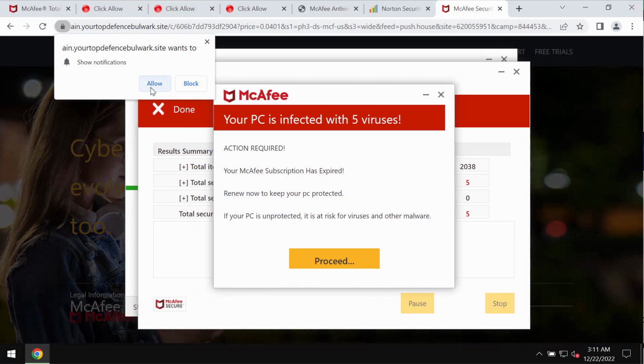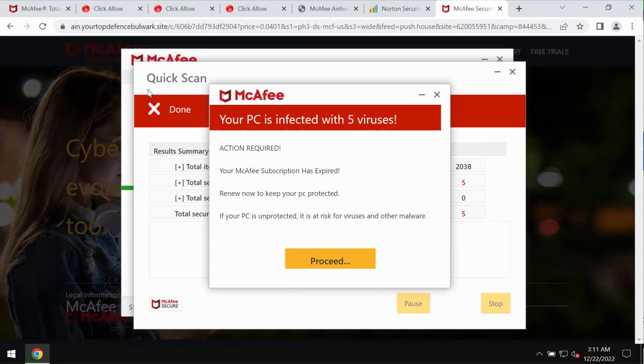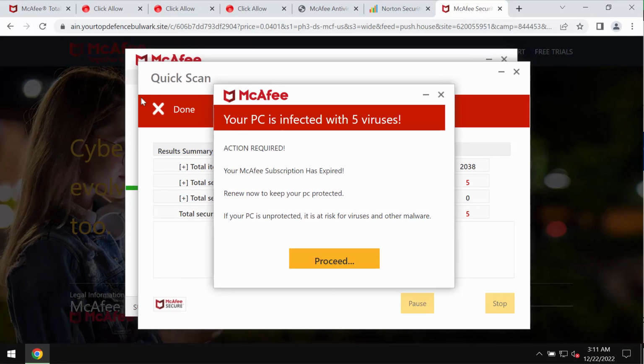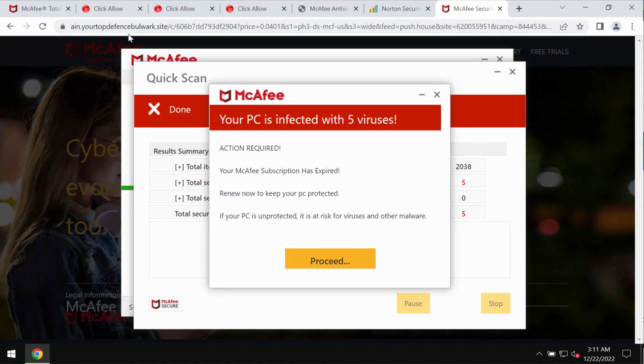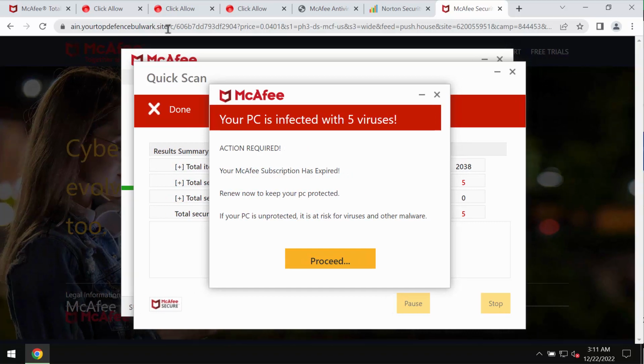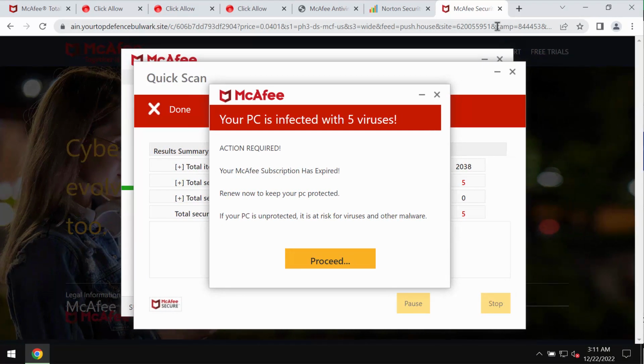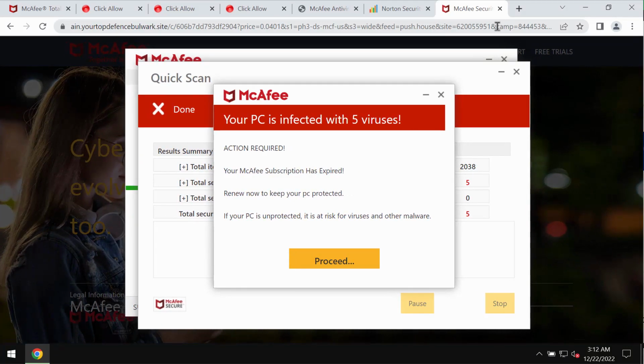And also it tries to make people scared about the condition of their computers in order to force them into downloading and installing certain potentially unwanted applications. So if you see these pop-ups by Yourtopdefencebulwark.site, be very careful, don't interact with them and don't install anything that they suggest. These are fake security alerts.